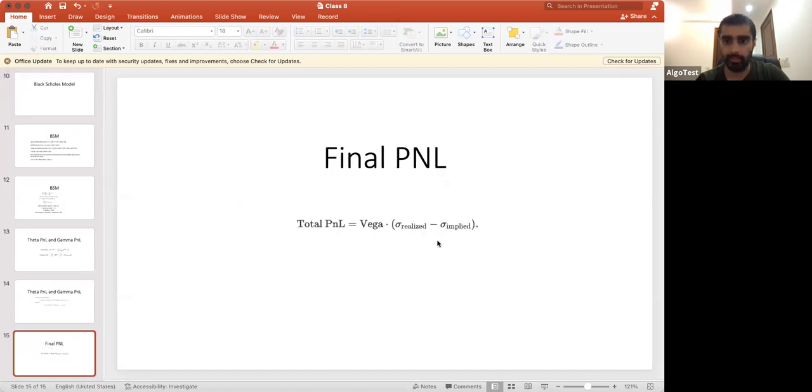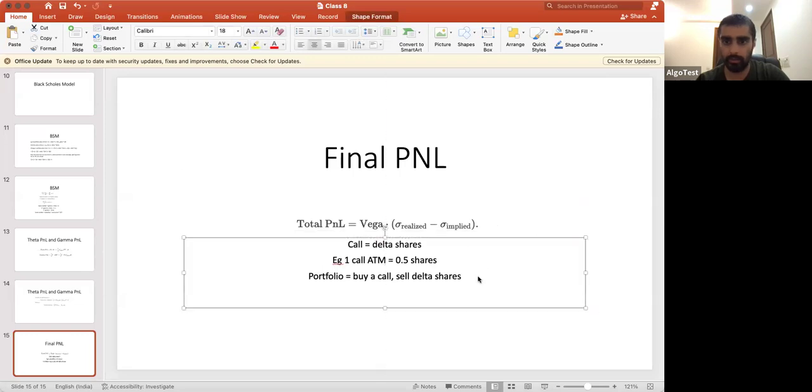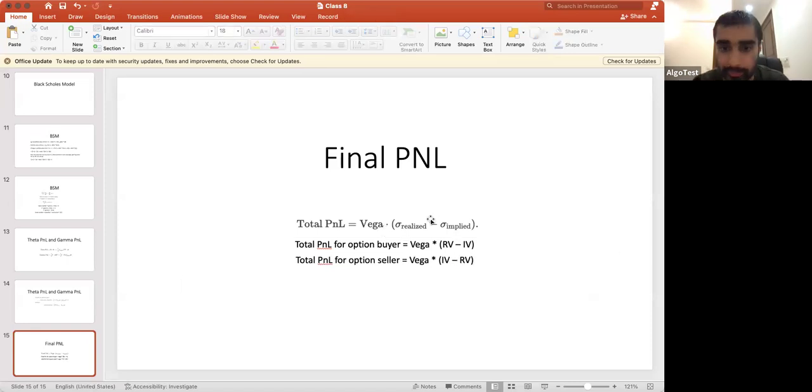So what I'm saying here is, let's go. Total PNL for an option buyer is Vega into RV minus IV, and total PNL for an option seller is Vega into IV minus RV. This is what it becomes.